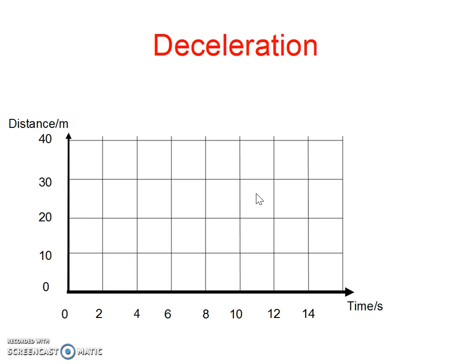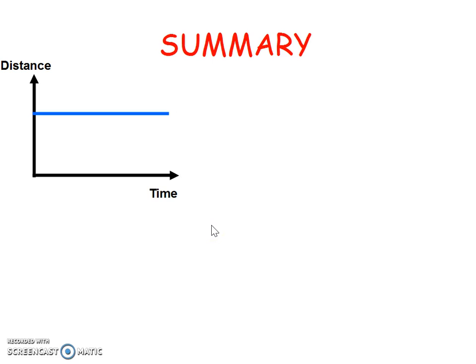Now I told you accelerating can mean speeding up or slowing down. But another word for slowing down, and you'll see it often, is deceleration. So it's going to be backwards. It's going to be steeper and then become less steep.